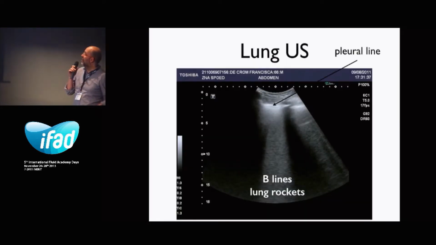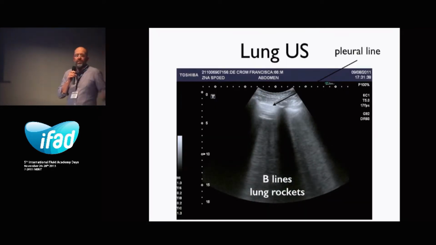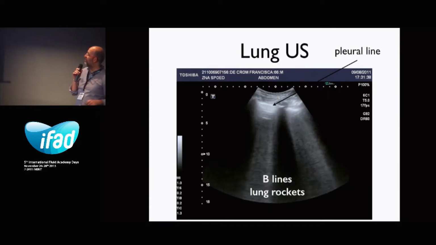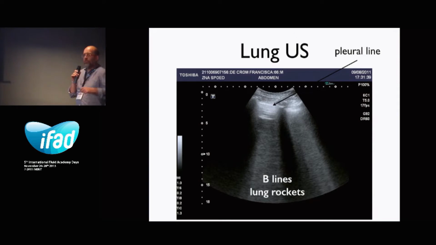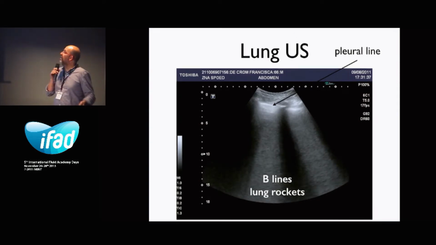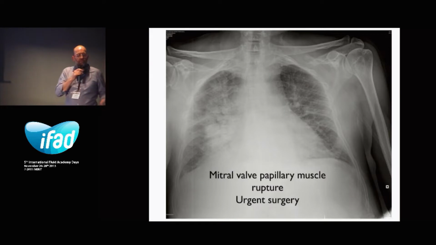When you do the lung ultrasound before you have the chest x-ray, you see a classical example of B lines or lung rockets. This is the pleural line, and all the A lines are abolished, and this is a very typical image of B lines. When you have this bilaterally, you have acute pulmonary edema. This is a chest x-ray 10 minutes later. You already have the diagnosis of acute pulmonary edema. Of course, with this kind of acute dyspneic patient and acute heart failure, you need further ultrasound for the cardiologist. He had a mitral valve papillary muscle rupture, and he needed urgent surgery.